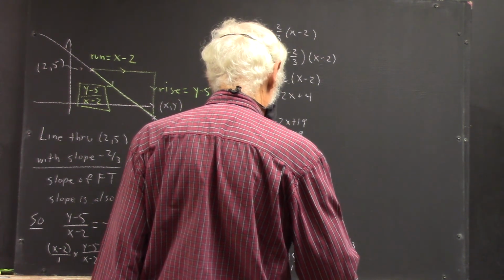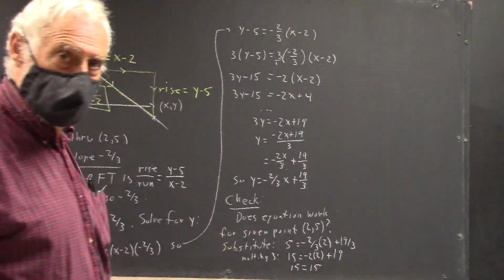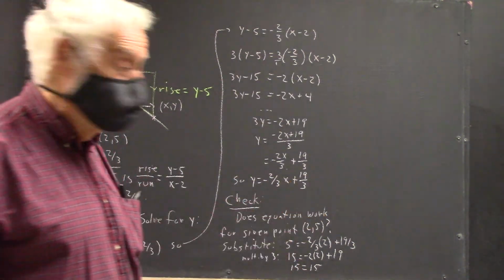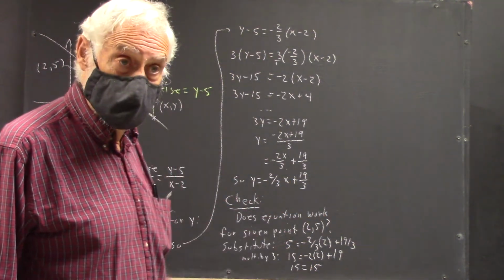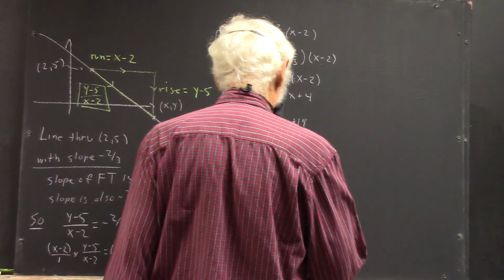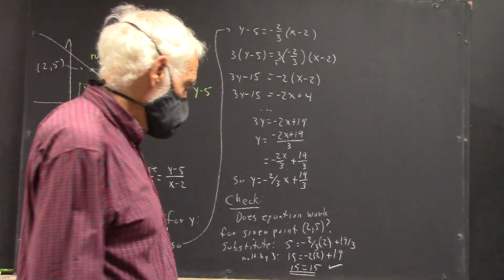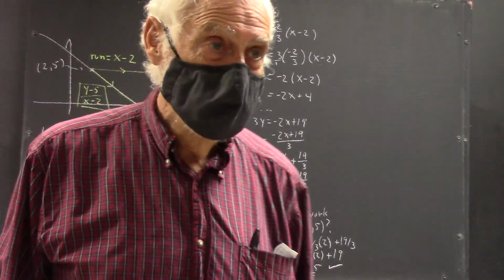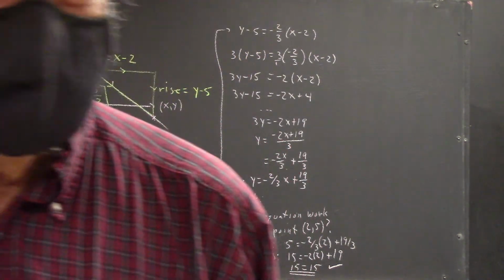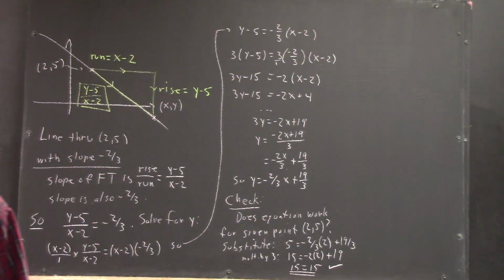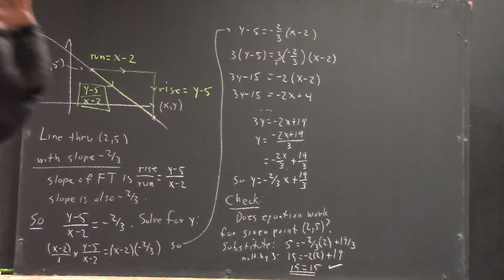And it's easy to see that negative 2 times 2 being negative 4 added to 19 gives you 15. So you get 15 equals 15. I was always taught to put a double underline, but I'm going to put a check on it just to make sure we understand that the check has worked, right? Okay? We good?